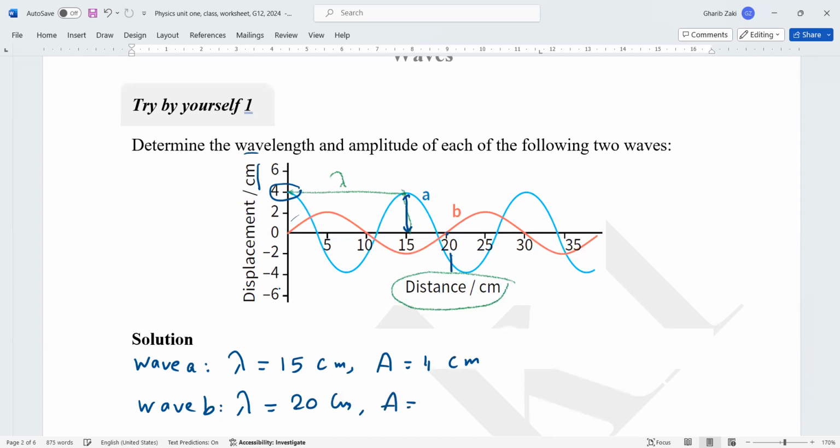What is the amplitude of wave B, the red one? The amplitude is the maximum displacement, which is 2. 2 what? 2 centimeter. So this is the answer of this part.